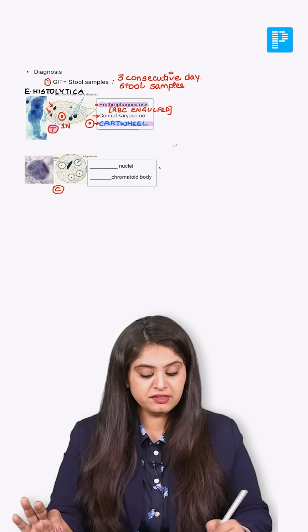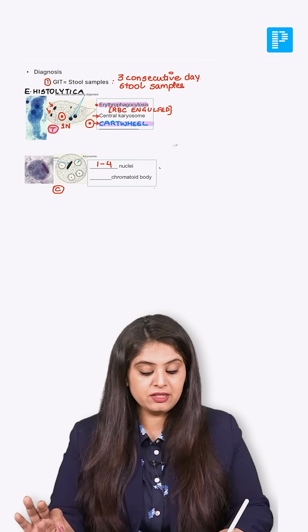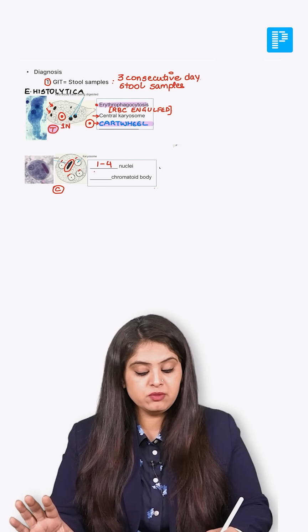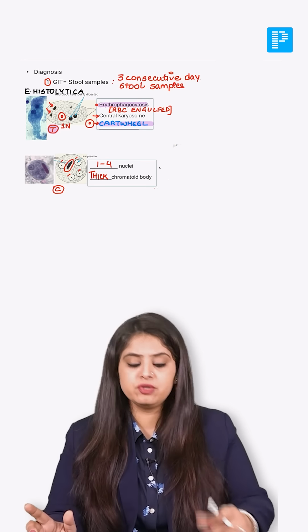Now let me talk about the cyst form, in which I can see anywhere between 1 to 4 nuclei. I can notice in this I have the 4 nuclei stage, and there is a very, very thick body which is known as the thick chromatoid body. That makes a cyst form. Let me show you real pictures.